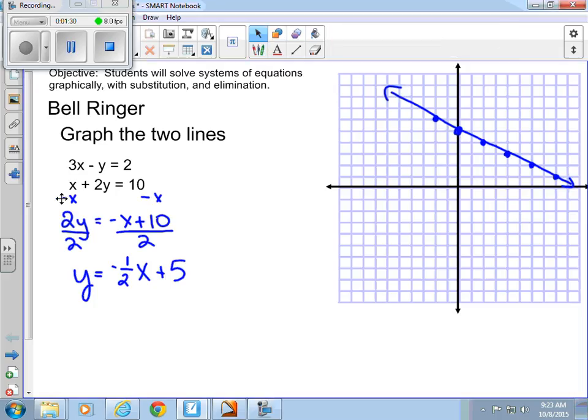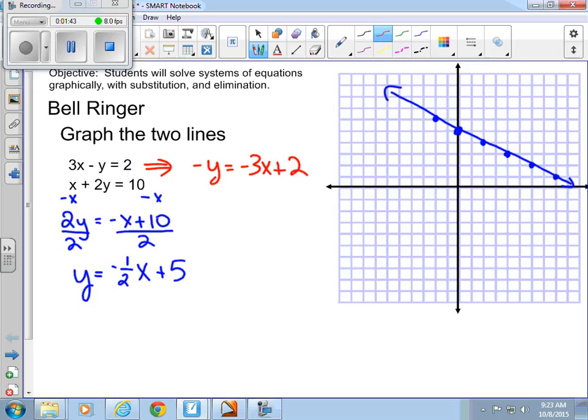Okay, and then the second one, we're going to subtract 3x from both sides. And then divide by -1. So far. So the y-intercept is -2. The slope is 3, so I'm going to go rise 3, run 1.